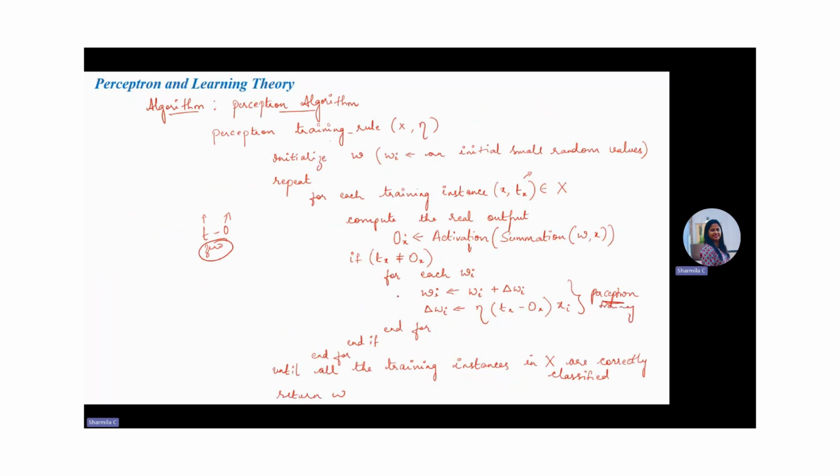We are going to use this and update the weights, and finally end for, until all the training instances in X are correctly classified. It is nothing but whatever set of inputs you give, it has to correctly classify according to the training examples that are given. Until then, we should go on updating the weights. And this is what is called the perceptron algorithm or perceptron training rule.